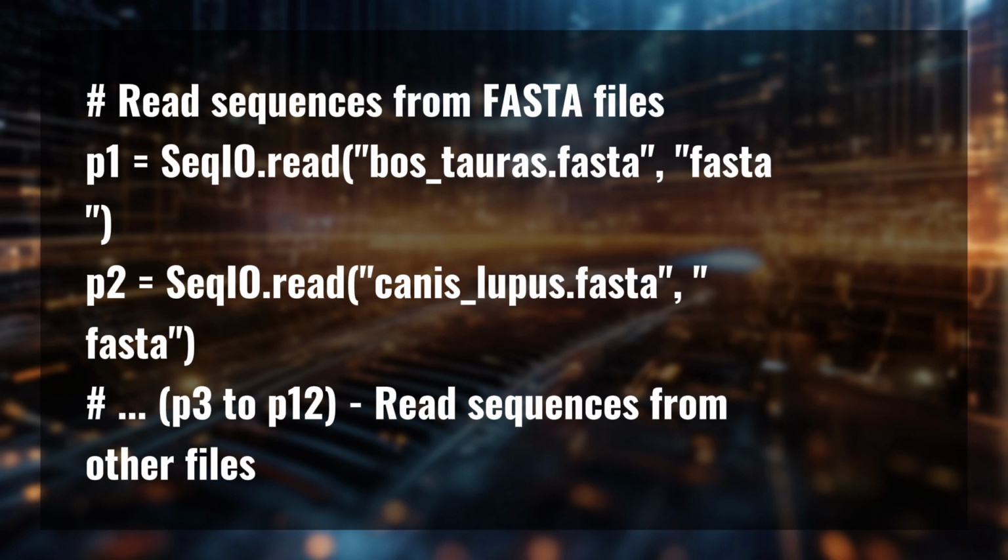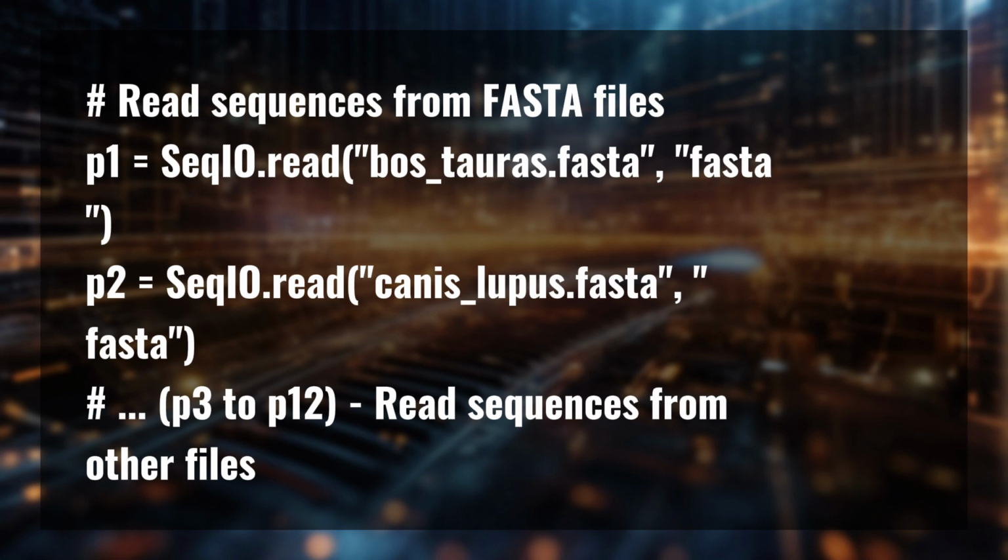You can read any of the FASTA files that you want to deal with. If you want, we can also provide this particular file to you, but it's always good to have your own FASTA files. Just search for them on the net. As a biologist, you know which FASTA files are more relevant to you, and you can work on that. It would always be better. We have P2, which again we read by writing SeqIO.read canis_lupus.fasta, another FASTA file. After that, for P3 to P12, we are trying to read sequences from other files.